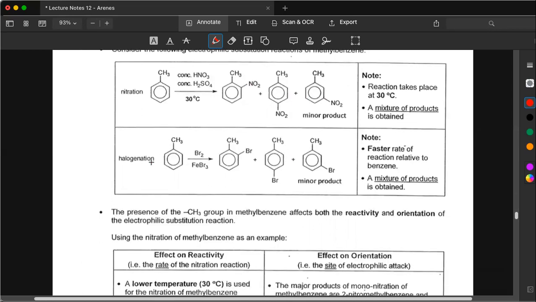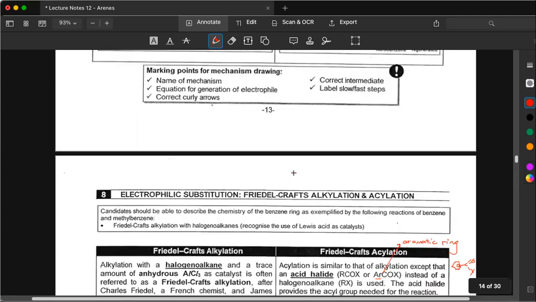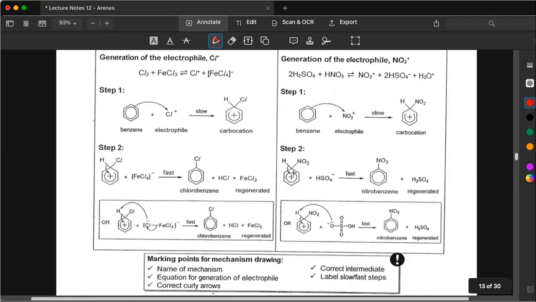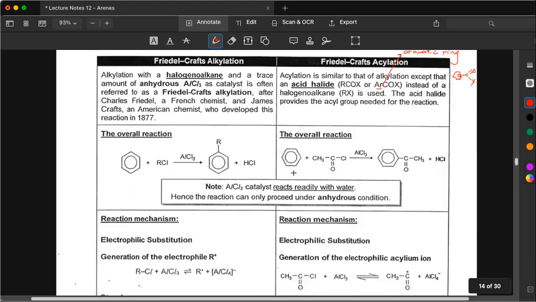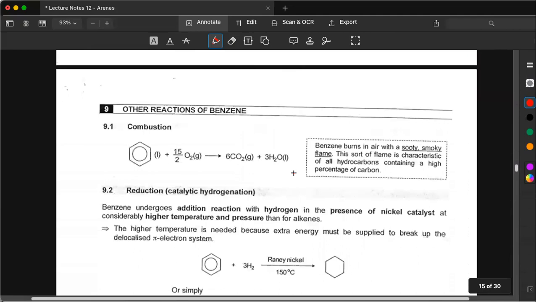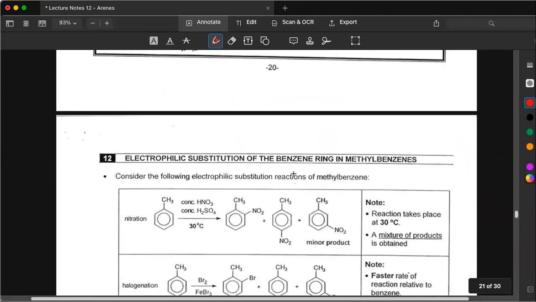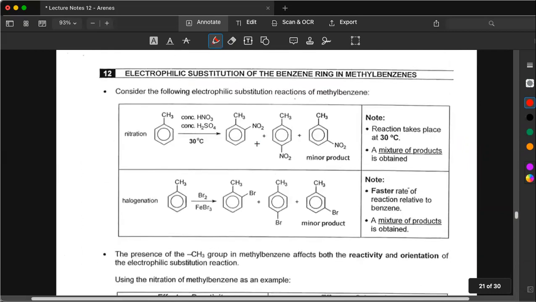As for halogenation, definitely a faster rate of reaction compared to benzene itself. But you still form this 1, 2, and 4. Again, 3 is the minor product. All right, so if you look at the previous one on just benzene alone, yeah, they only talk about 1. Not so much focus on which side because it doesn't matter, right? Yeah, but for here, because of the CH3, the position of the substituted halogen and NO2 become important.